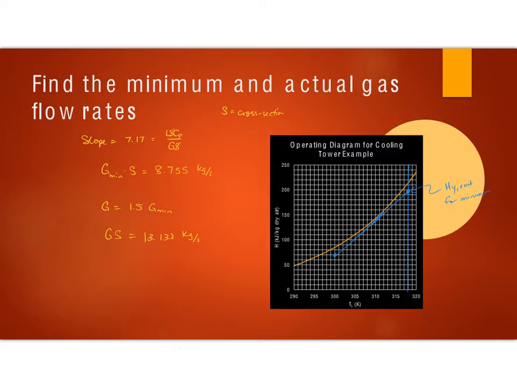I can use that to draw the actual operating line. So if I do this with some algebra, what I found is that the exit enthalpy is 157 kilojoules per kilogram of dry air. And if I draw that in, it's at a point right there. And so my actual operating line is something more like that. Okay, so I have now an actual operating line.